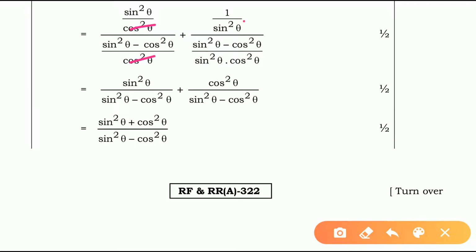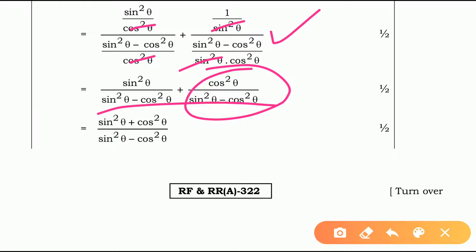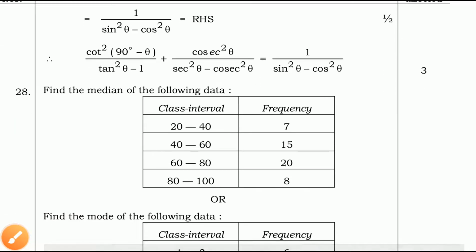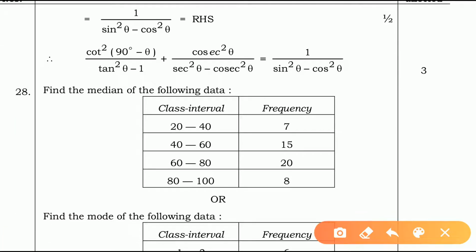Cos square theta and cos square theta get cancelled, sin square theta gets cancelled. Then sin square theta divided by sin square theta minus cos square theta, plus cos square theta divided by sin square theta minus cos square theta. Here take LCM, sin square theta minus cos square theta, sin square theta plus cos square theta. By using the trigonometric first identity, sin square theta plus cos square theta is equal to 1. Therefore this is equal to 1 divided by sin square theta minus cos square theta. This is our required result.